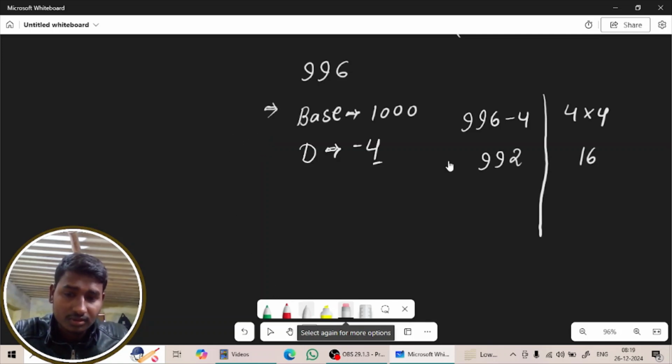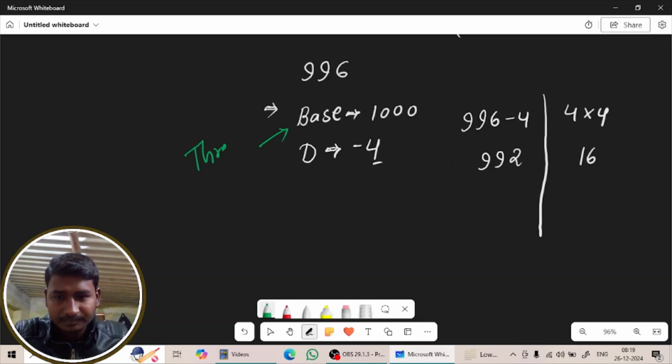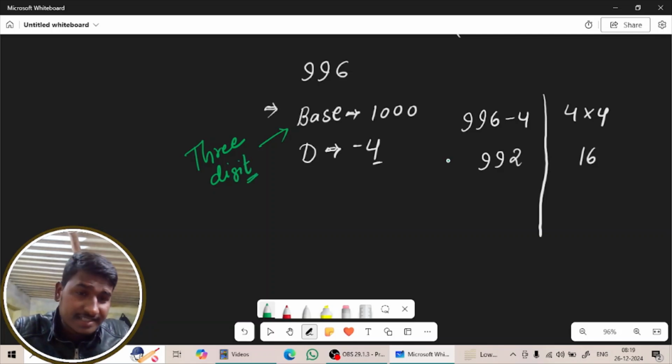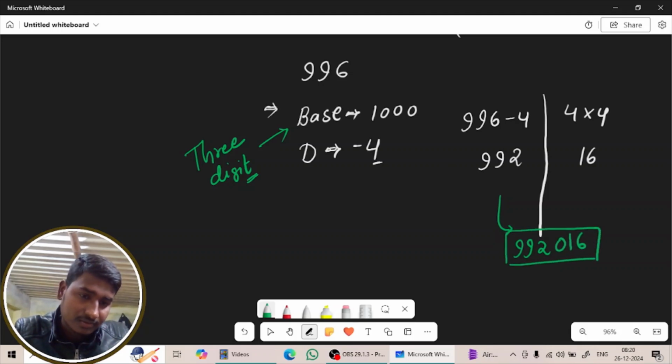If we don't have 3 digit, then we need to make it 3 digit by applying zeros. So we need to take 3 digit here. Since this is 16, I will write it as 016, and 992 as it is. And this is your final answer. I hope you got it.